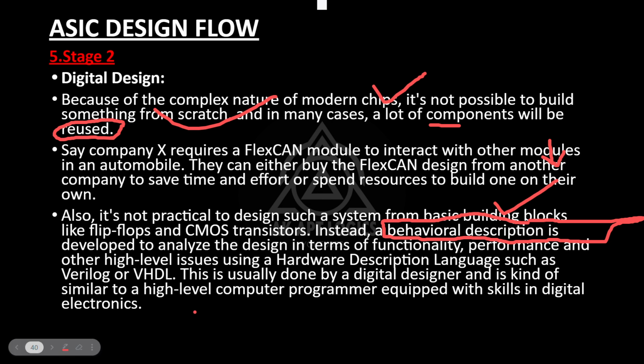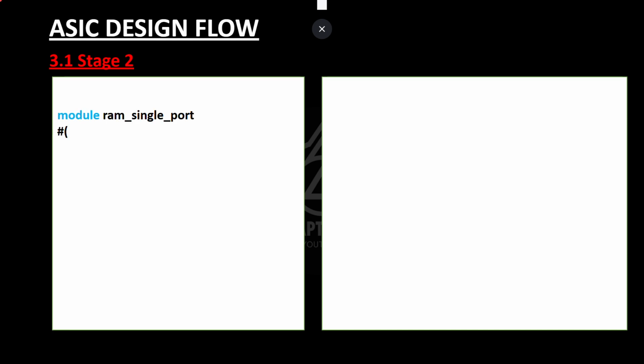Next, this is the example for a single port RAM. This is the module name, and this is the module keyword. We must start with this while starting Verilog, and we must end with endmodule. This is the parameter. Parameter means a constant value. We are going to give the address width of 16.